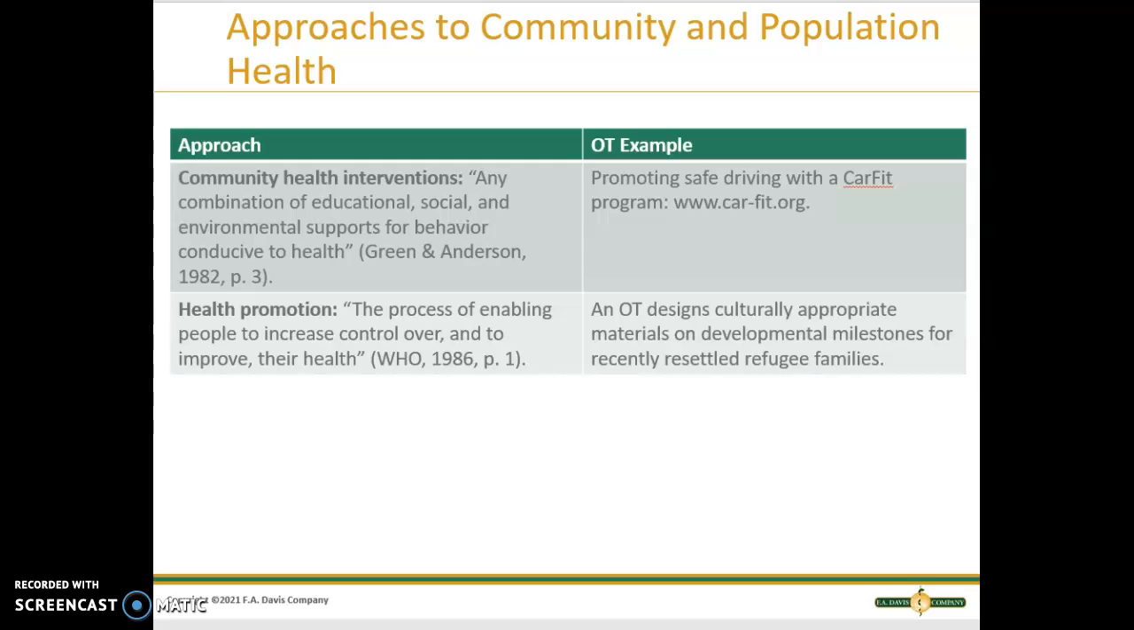As we explore approaches to community and population health, one approach is defined as a community health intervention. This is any combination of educational, social, and environmental supports for behavior conducive to health. An example for OT may include promoting safe driving with the CarFit program. Health promotion is the process of enabling people to increase control over and to improve their health. An example in this type of intervention is an OT designing culturally appropriate materials for developmental milestones for recently resettled refugee families.